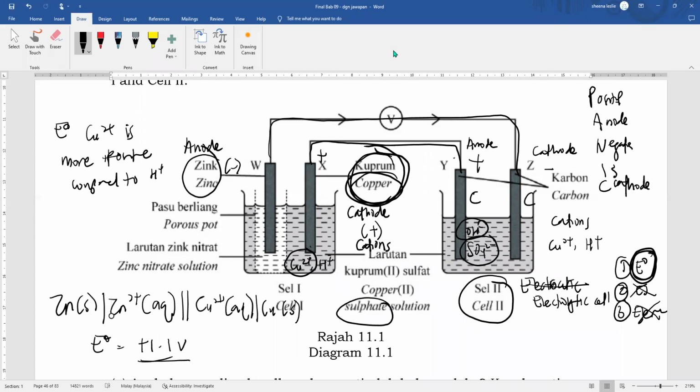What's my equation for this? Is it 4 OH- arrow 2H2O plus 4e- plus O2?